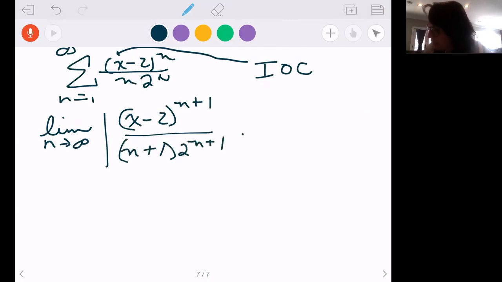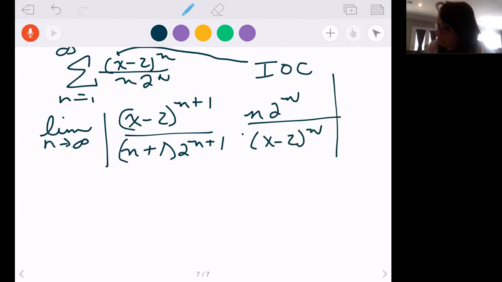We divide it by the a sub n-th term, but that means multiply by the reciprocal. Good review. And for convergence, we need to have that limit be strictly less than 1, not less than or equal to 1. So then we do a little cleanup.